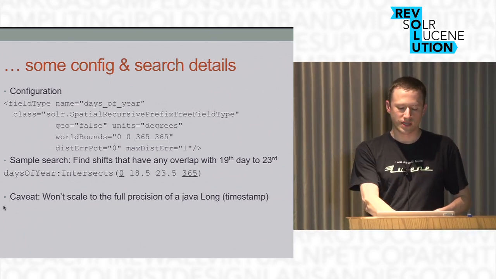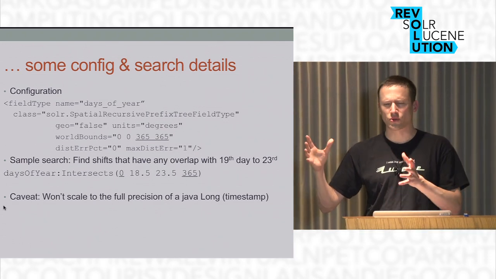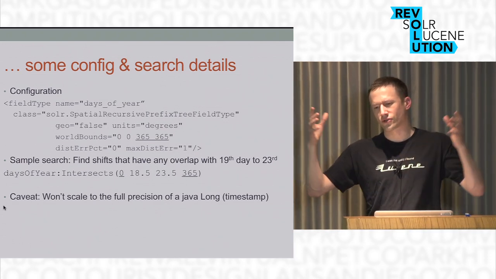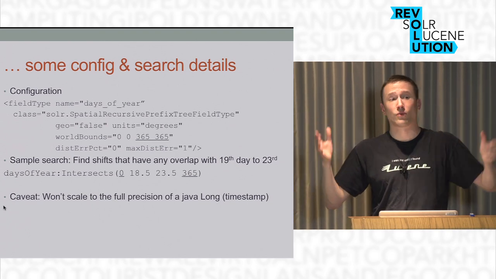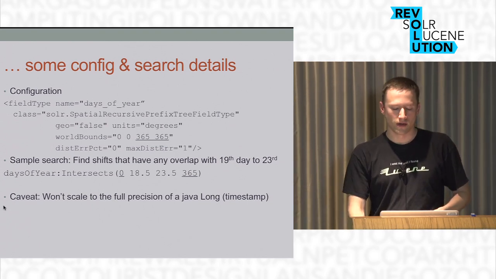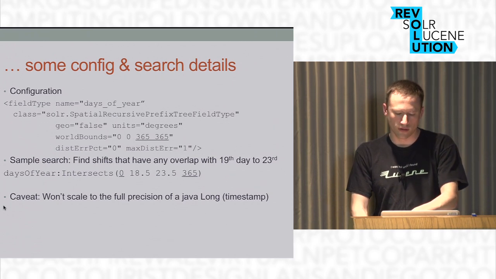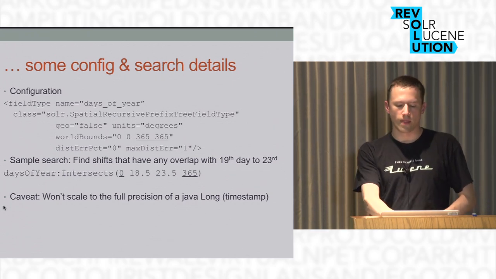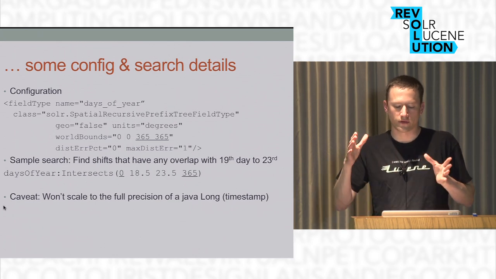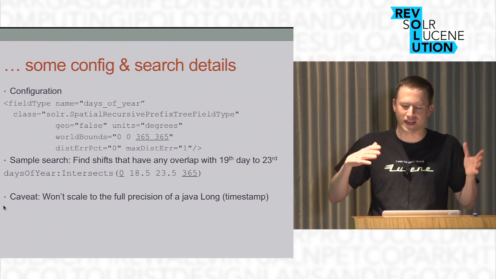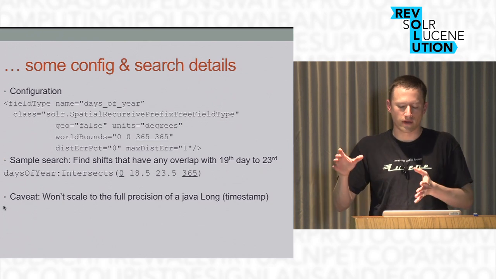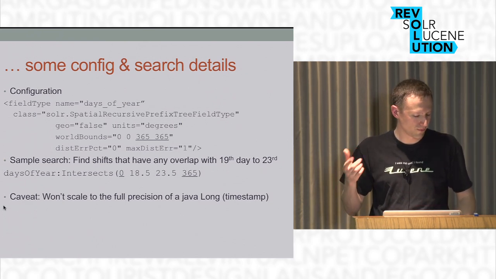And you want dist error percent to be 0. You want maximum precision. This is not some sort of geospatial search where the search radius is approximate. No, you want it to the very end. And max dist error is 1. Depending on the nature of your queries, it may be 1, maybe 0, maybe like a half.